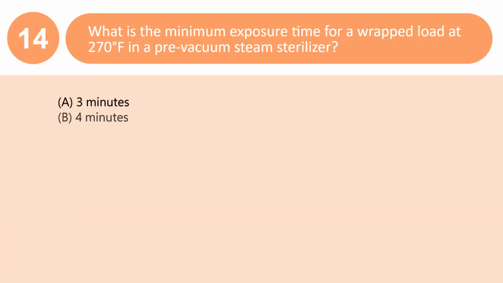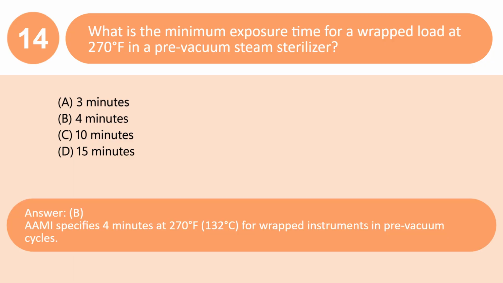What is the minimum exposure time for a wrapped load at 270 degrees Fahrenheit in a pre-vacuum steam sterilizer? A. 3 minutes. B. 4 minutes. C. 10 minutes. D. 15 minutes. Answer: B. AAMI specifies 4 minutes at 270 degrees Fahrenheit, 132 degrees Celsius, for wrapped instruments in pre-vacuum cycles.